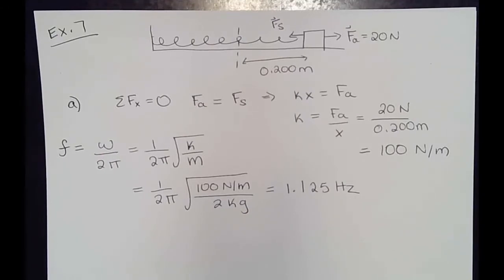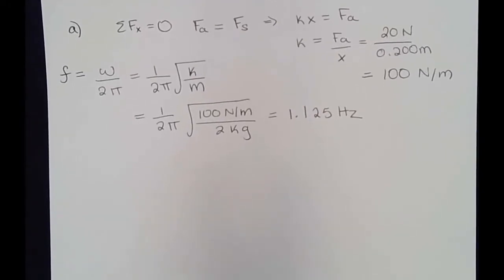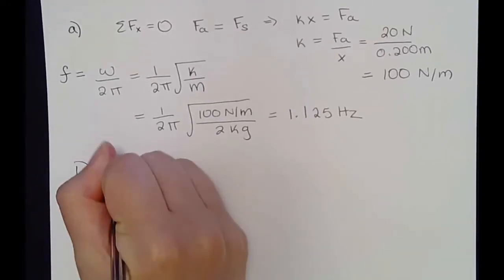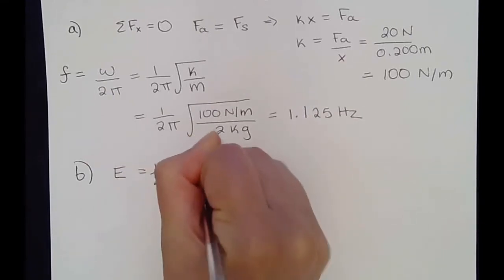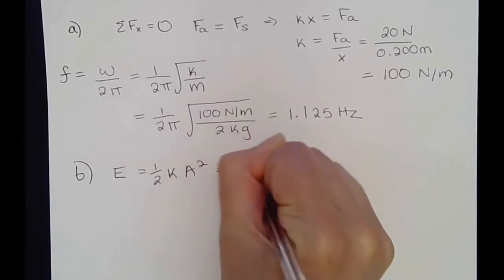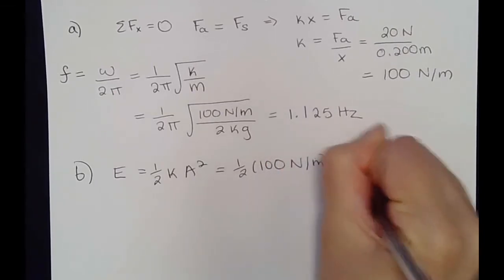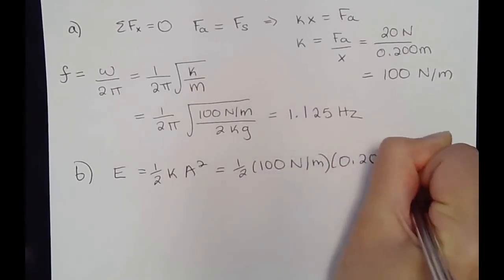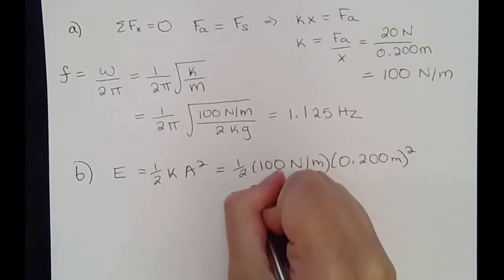Okay, and now we can find the total energy of the system, which is part B. Using the equation we have 1/2 k A squared: 1/2 times 100 newtons per meter times 0.2 meters squared, which gives 2 joules.